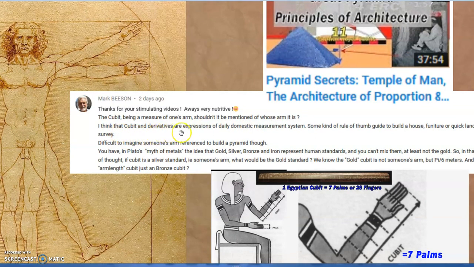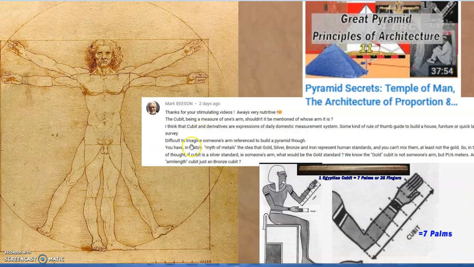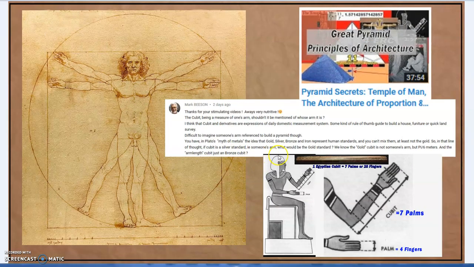I think that the cubit and derivatives are expressions of a daily domestic measurement system, some kind of rule of thumb, keep that in mind, a guide to build a house, furniture, or a quick land survey. Difficult to imagine someone's arm being referenced to build a pyramid though. So we have the Egyptian royal cubit, which was ideally based on the measure of an arm from the elbow to the tip of the finger.